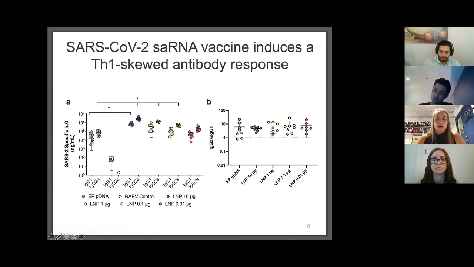So you can see that for all of these groups, it's really a Th1 skewed response, which is really promising. But I will say it's also truly a factor of the type of vaccine. For most nucleic acids, they generally give a Th1 skewed response. So it seems to depend less on the actual immunogen that you're using.